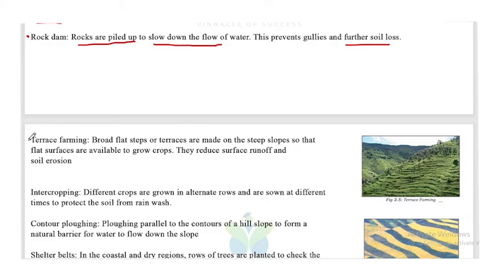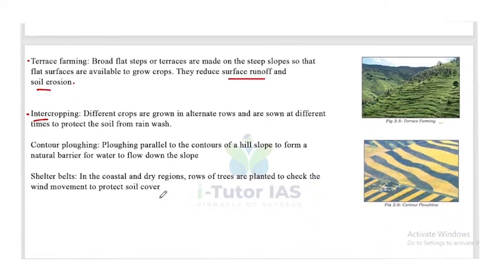Next one is terrace farming. Broad flat steps or terraces are made on the steep slopes so that flat surfaces are available to grow crops. They reduce surface runoff and soil erosion. Next one is intercropping. Different crops are grown in alternate rows and are sown at different times to protect the soil from rainwash. So that's called intercropping.